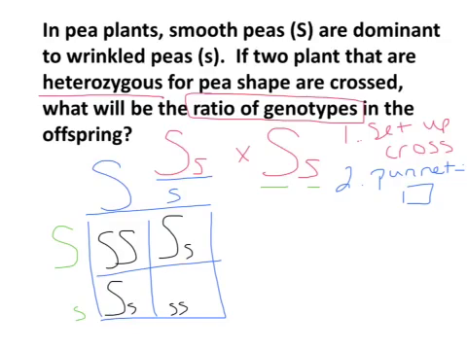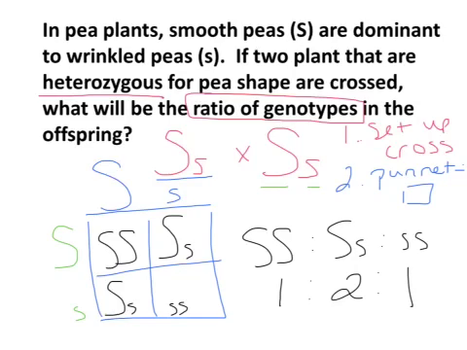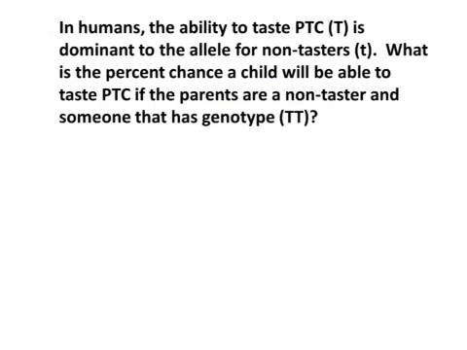My question wanted to know my genotypic ratio. So remember, I just count, right? How many are homozygous dominant? Well, I've got 1. How many are heterozygous, big S, little s? 2. How many are little s, little s, homozygous recessive genotype? 1. So there's my answer right there: 1, 2, 1. Okay, let's look at another one.